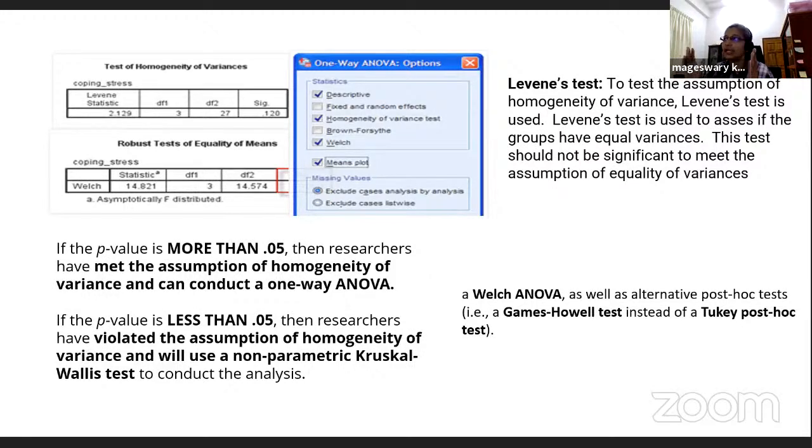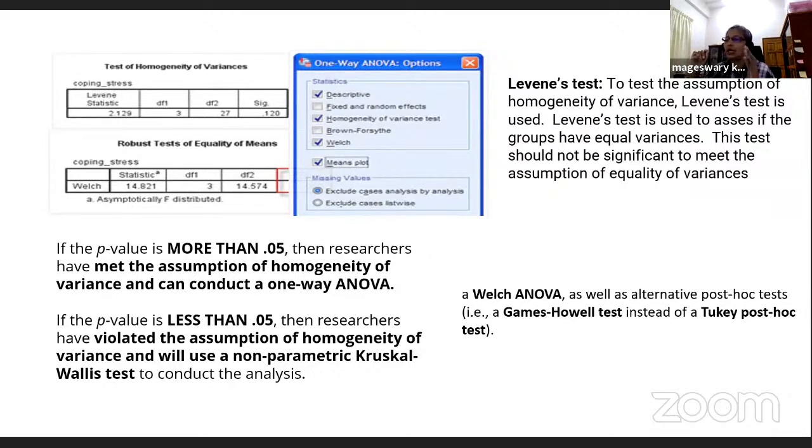Hold on. There should be no significant difference between the variances in the group. Okay, so your hypothesis is there is no significant difference between variances in the group. So when you get your significance, the differences are not significant, that means you are meeting the assumption that homogeneity of variance exists, then you can conduct the one-way ANOVA.